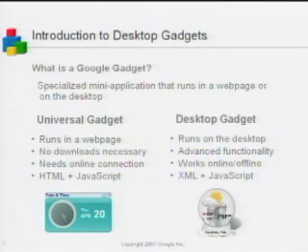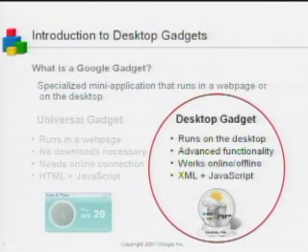For example, universal gadgets run in a web page, but they require an online connection. Now, with the introduction of Google Gears, that probably won't be the case anymore. But for now, they still need an online connection. Desktop gadgets, on the other hand, require Google Desktop to be installed, but they can work offline, and they can take advantage of the underlying functionality of the client machine that they are running on. So for the rest of this presentation, we'll focus on desktop gadgets exclusively.